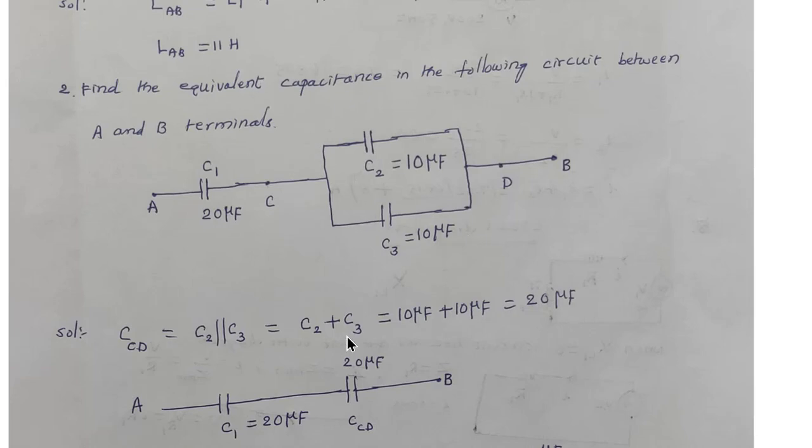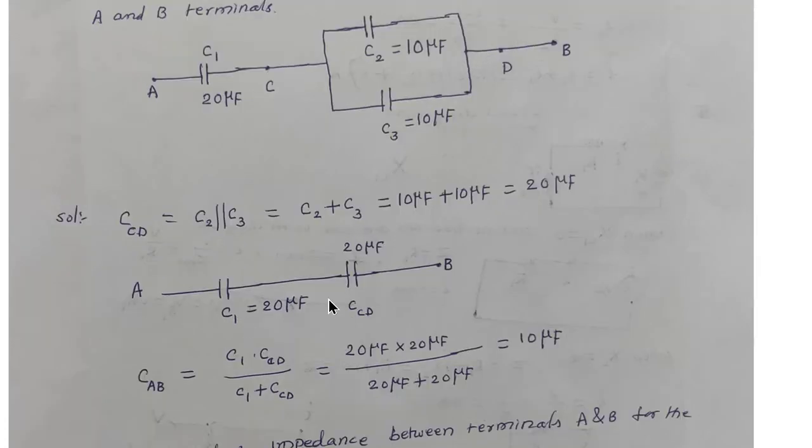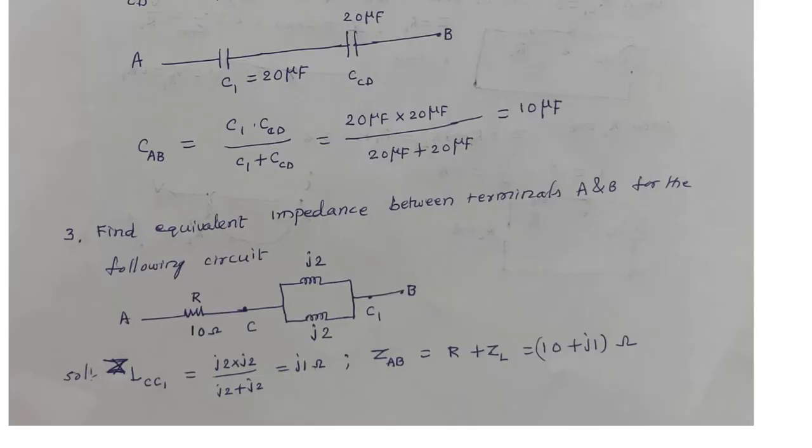Then redraw the circuit, that is, we replace this with C_CD, that is 20 microfarads, and here C1 is there like this. And now we calculate the capacitance. C_AB is nothing but C1 into C_CD divided by C1 plus C_CD. So once we calculate this, we get 10 microfarads. So let us take another problem.